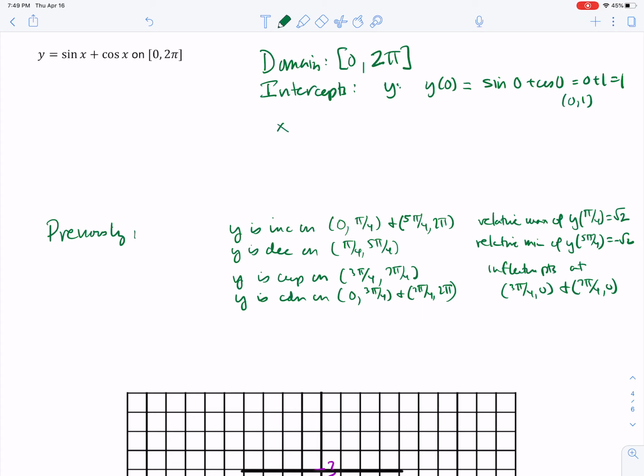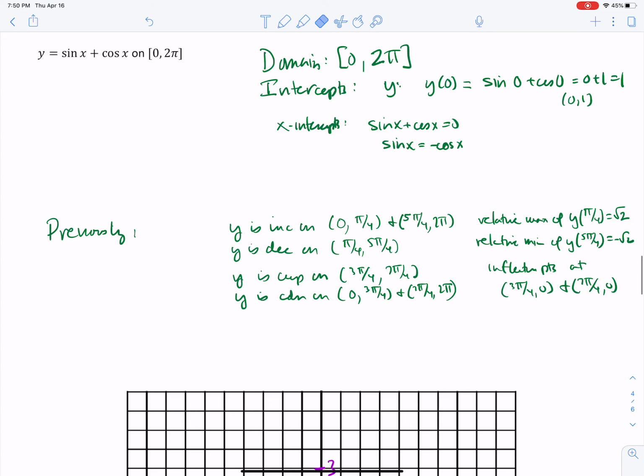And then for x-intercepts, we're going to solve sine x plus cosine x equals 0. That's sine x equals minus cosine x. And we kind of saw something akin to this back in section 4.4 when we were looking at, turns out, points of inflection. But we want to remember that sine and cosine have opposite signs in quadrants 2 and 4.